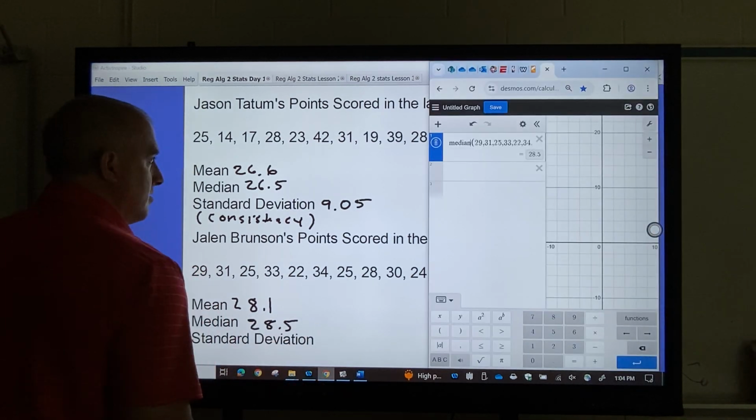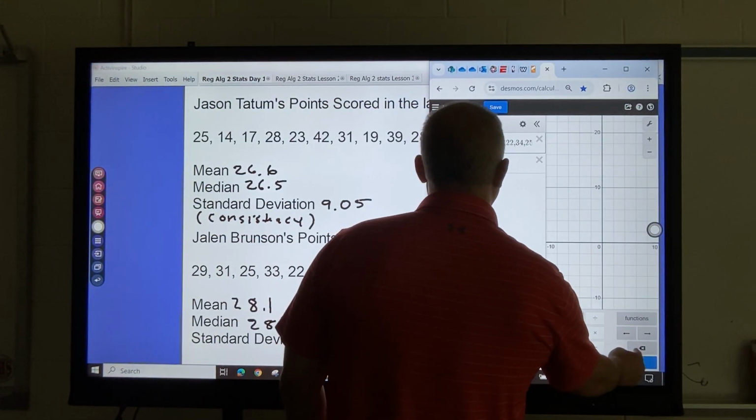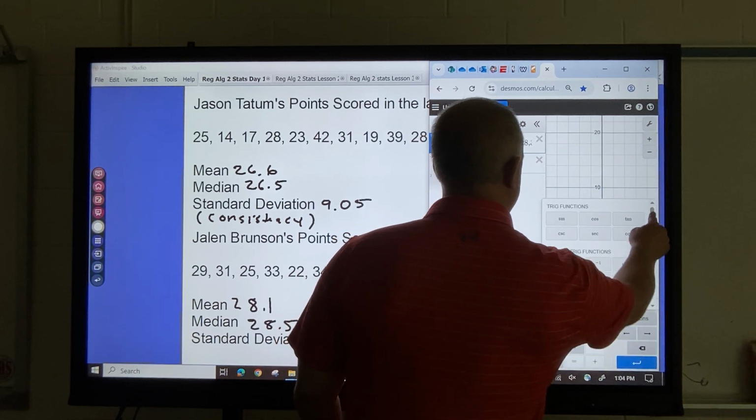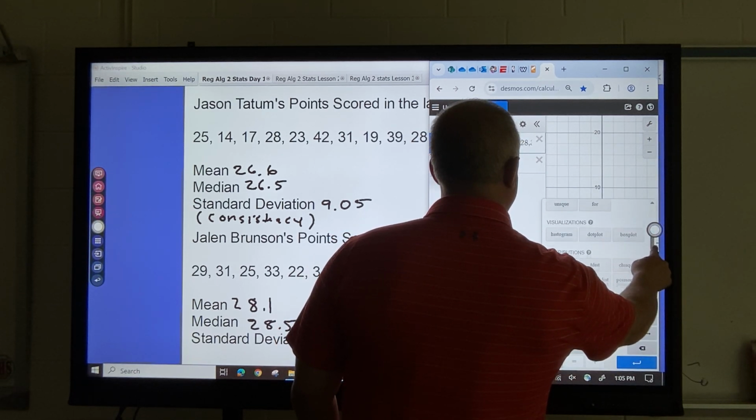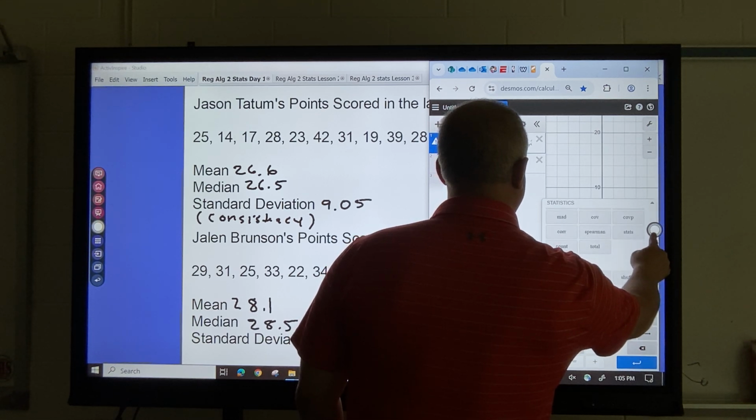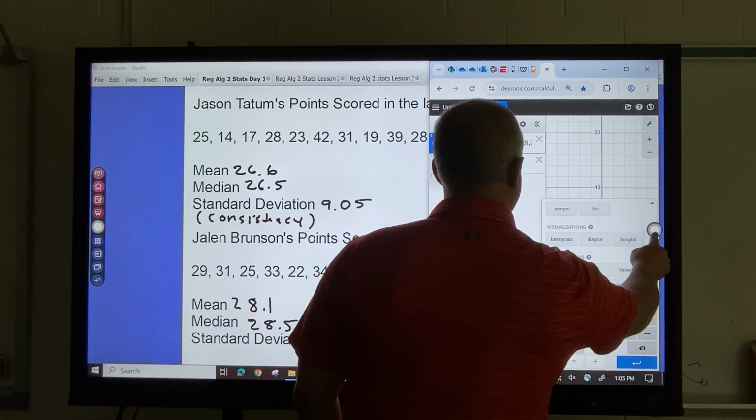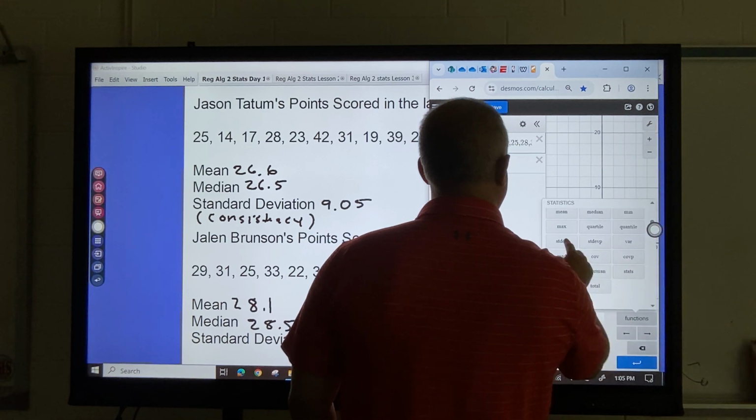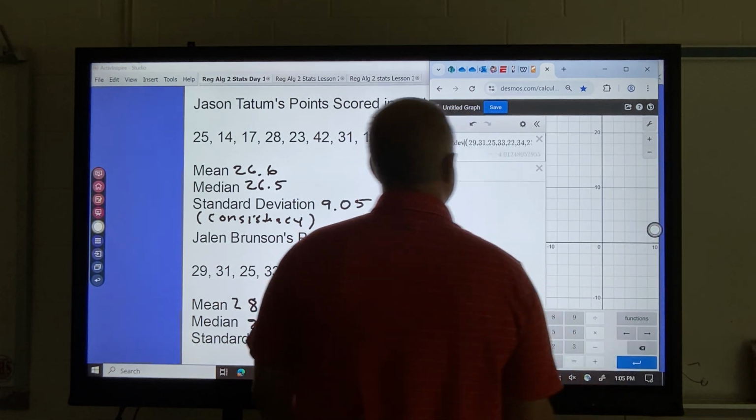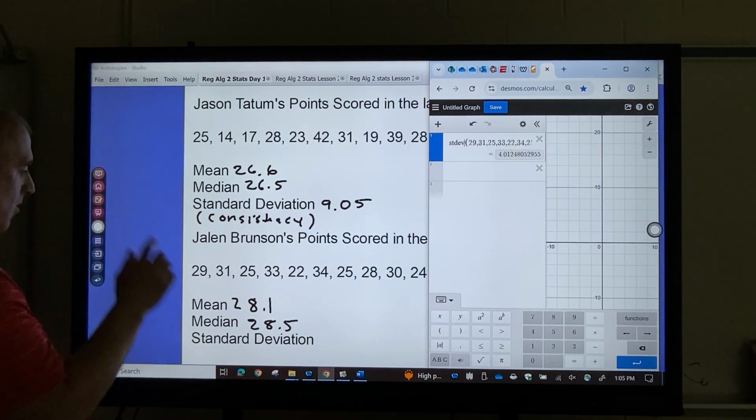Standard deviation. We'll go ahead and delete that. Functions. Standard deviation. Go ahead and delete that. 4.01.